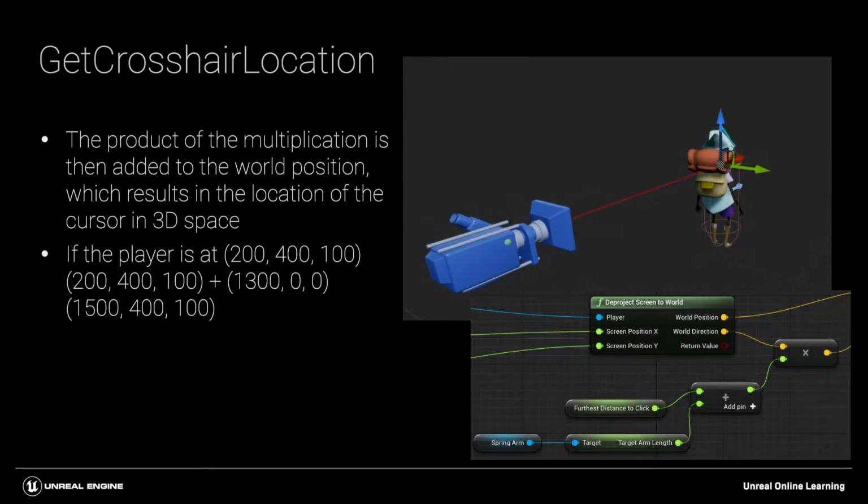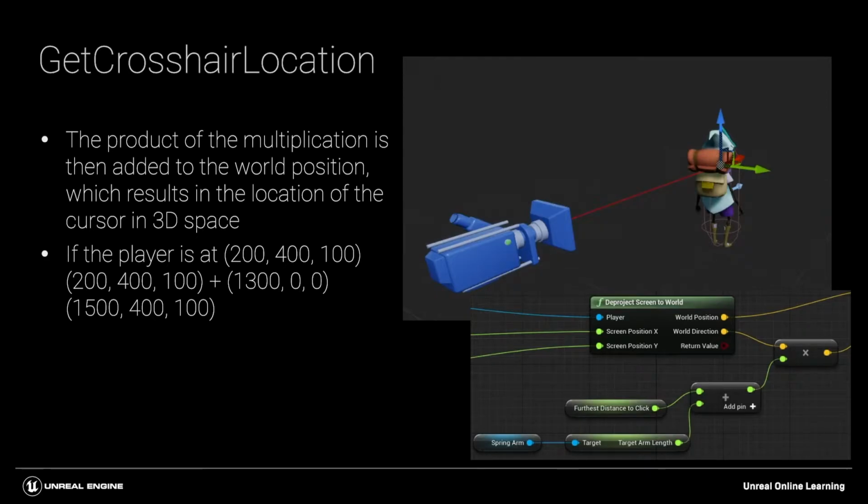So if the player is at 200, 400, 100, or more accurately, if the camera is at that location, we then add the product that we just calculated below to that. So we add 1,300, 0, and 0 to it, come up with a location of 1,500 in the X, 400 in the Y, and 100 in the Z, out here somewhere.